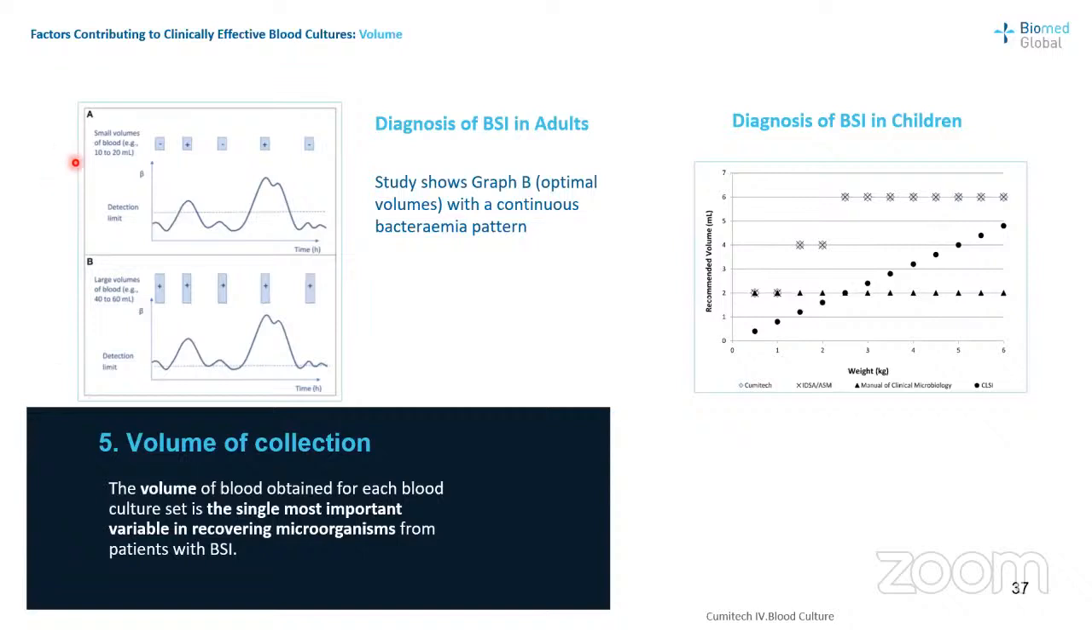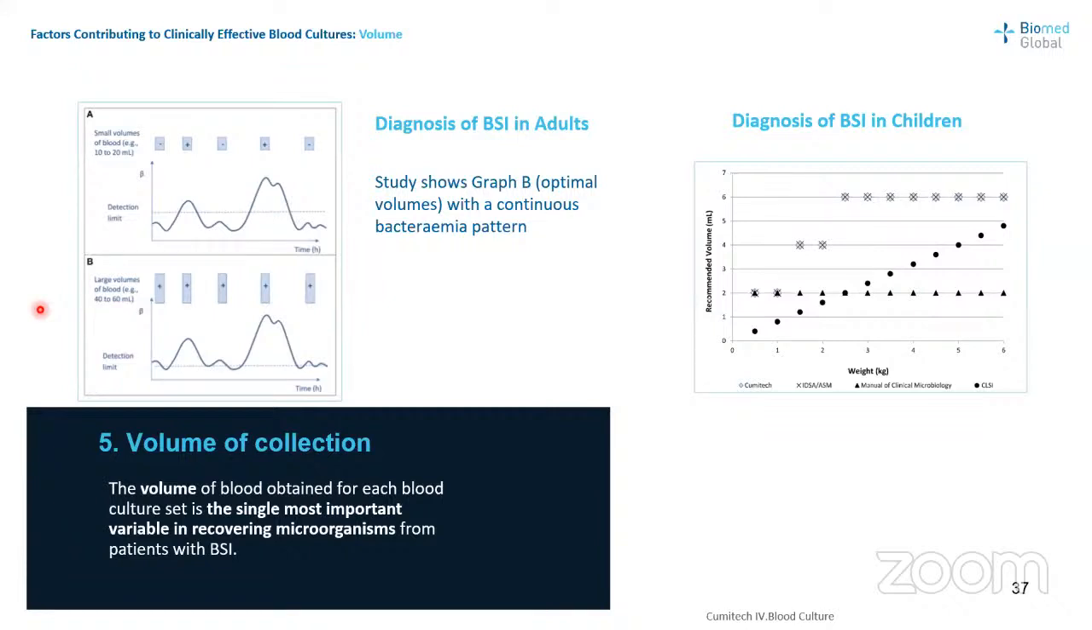When smaller blood volumes were taken in diagram A, what they found was a few cases in between being falsely negative. When the sample was taken while the bacterial load was lower, that set came back as negative. However, in diagram B, when larger or optimal blood volumes were taken, all samples came back as positive regardless of when they were taken. Whether the bacterial load was high or low, all samples came back positive. That's why it's very important to get the right amount when it comes to blood cultures.